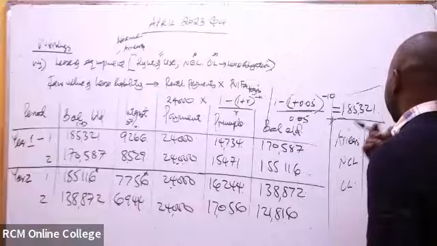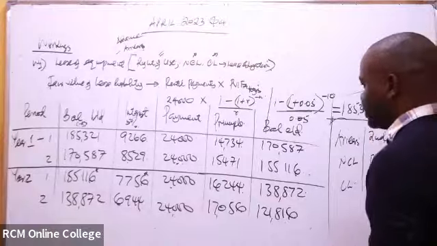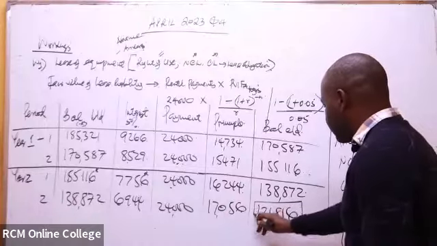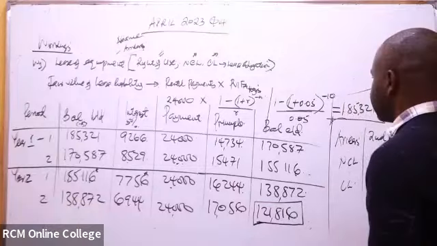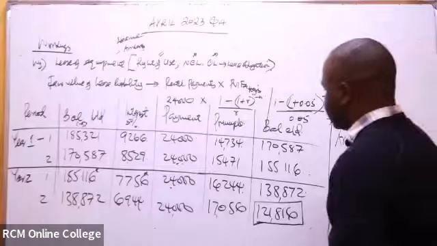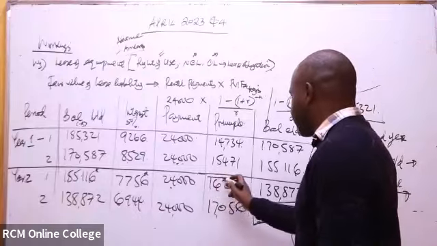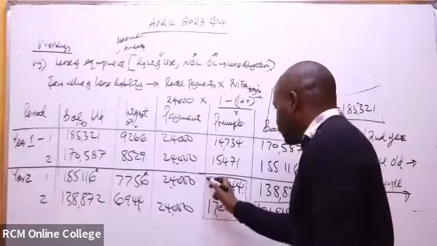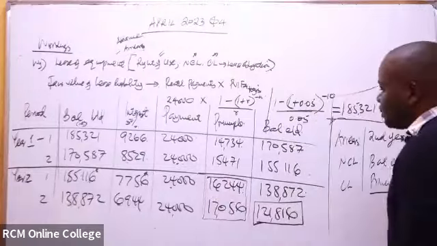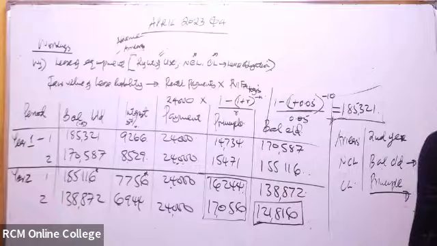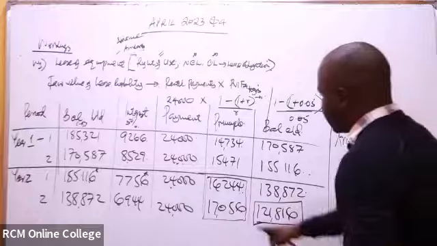So the balance carried down in the second year is automatically this one. It is this particular figure here. Then the principal amount that had to be paid in the second year, you'll be able to add these two because they were paid. So you'll add those two. It will be 16,244 plus 17,056. So those are the principal amounts that they actually settled in the second year.